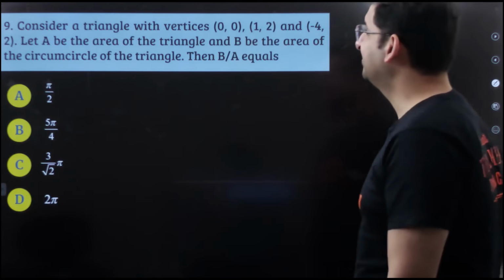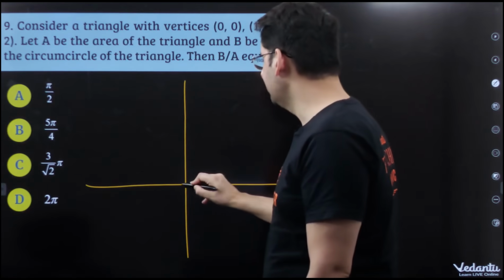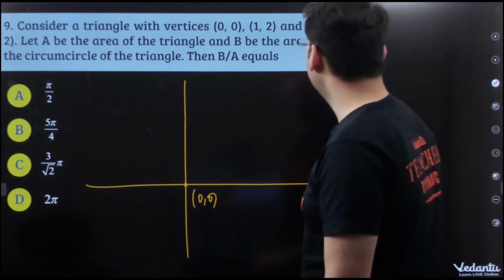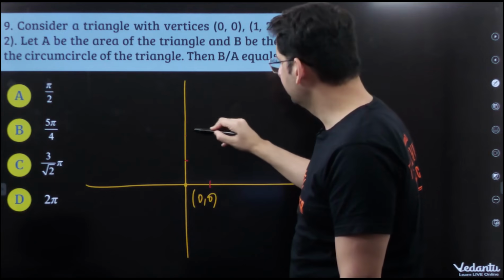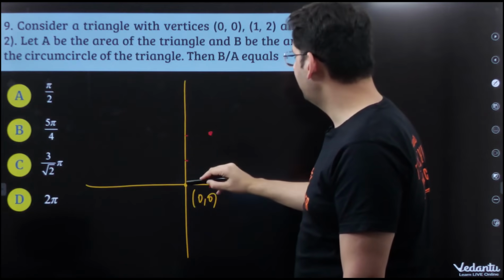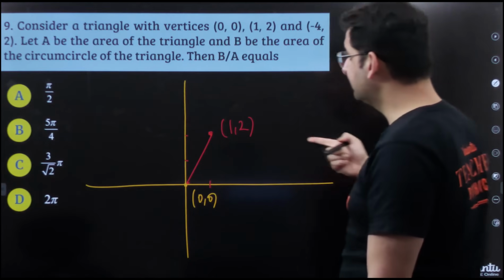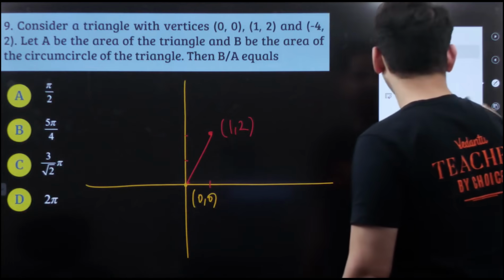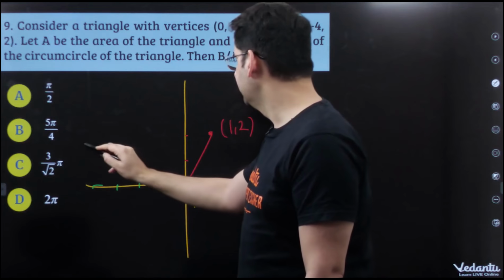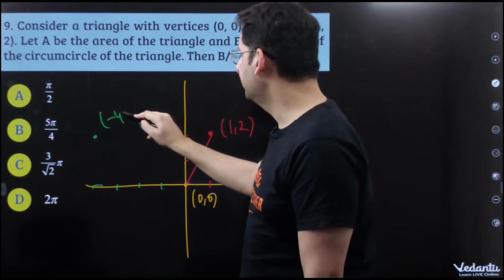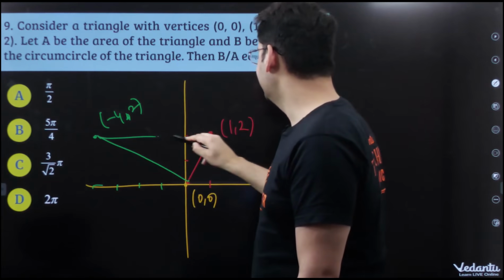This is one of the easiest questions. Consider a triangle with vertices 0, 0. So again, if you draw the triangle, you'll know it's a very good triangle. 0, 0. There is a point 1, 2. And there is another point minus 4, 2. So minus 4, 2 is going to be at the same level. So minus 1, minus 2, minus 3, minus 4, it will be at the same level, minus 4, 2. Join this, this is a horizontal line, y is equal to 2.